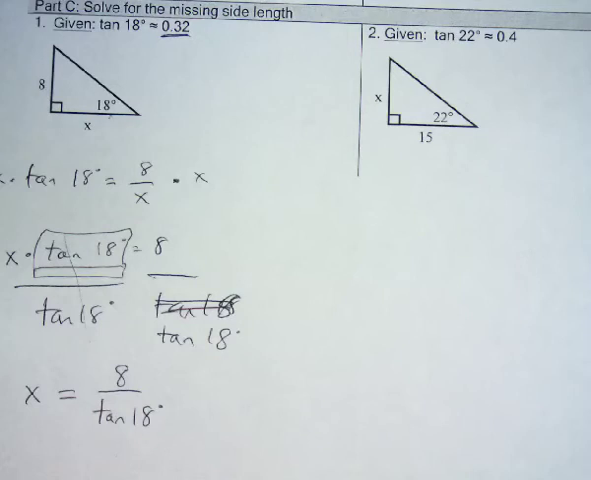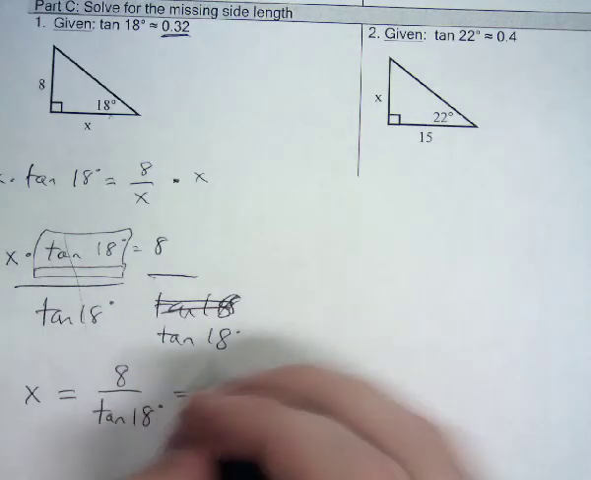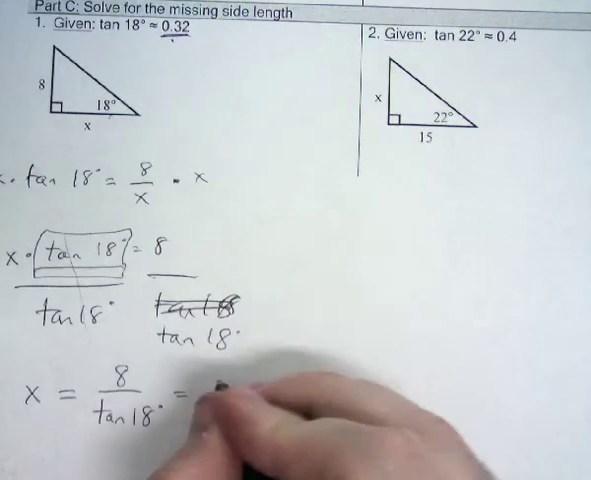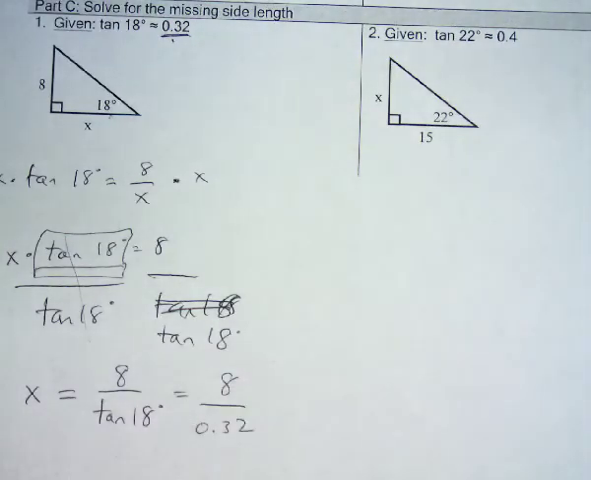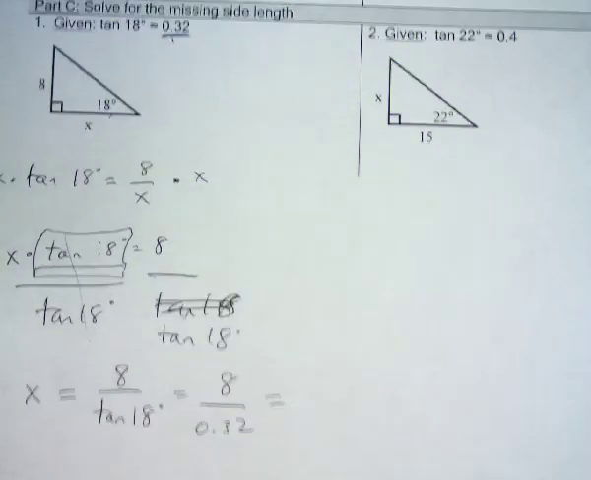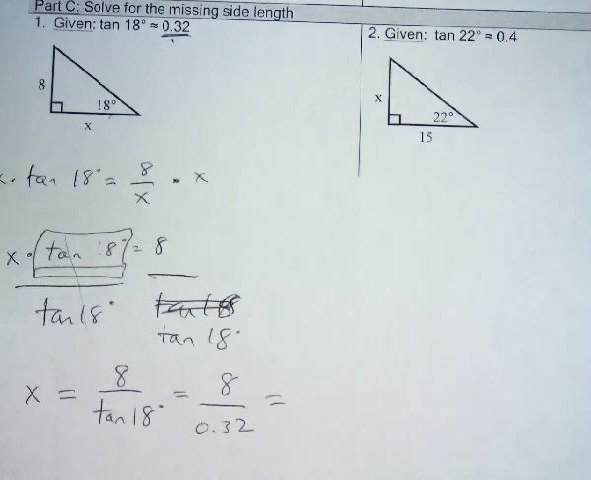Now we know what tangent 18 equals, or very close to it anyway, and it's 0.32. So this is 8 divided by 0.32. And you can plug that in your calculator and get some kind of answer. Go ahead. I'm guessing you got an answer right around 25, but your calculator will be a little more exact.